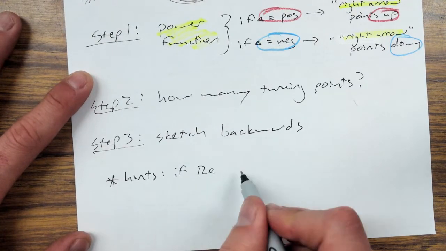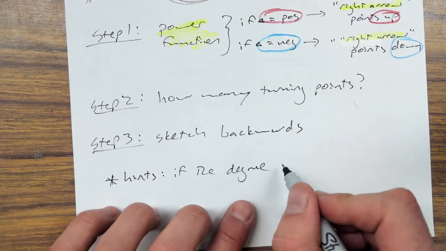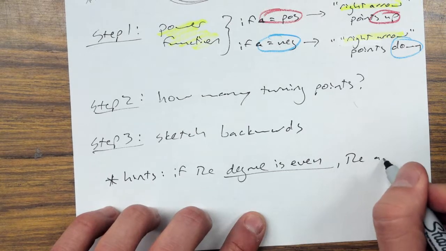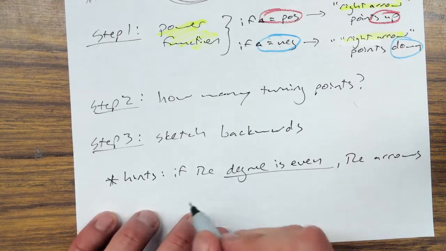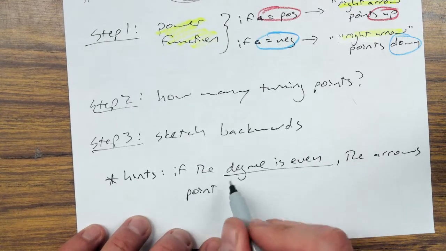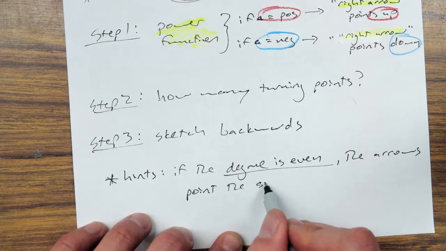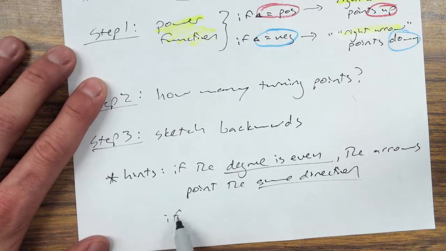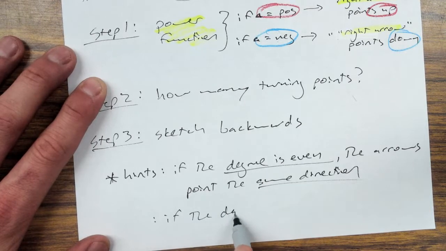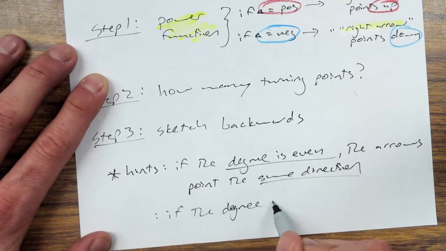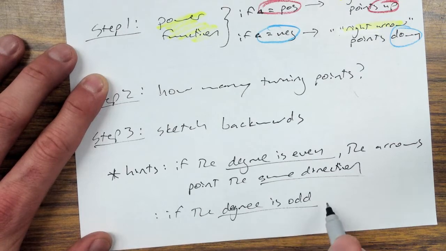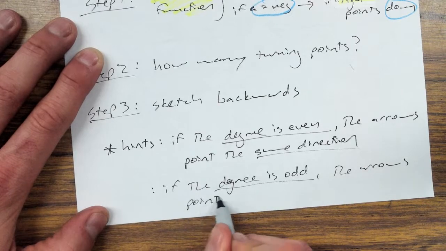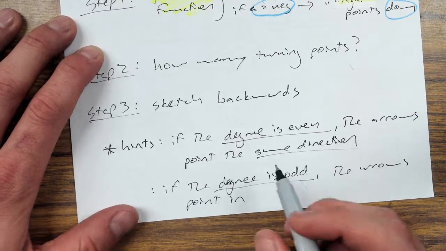If the degree is even, the arrows point the same direction. If the degree is odd, the arrows point in opposite directions.